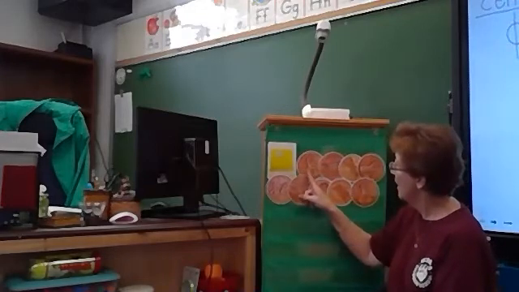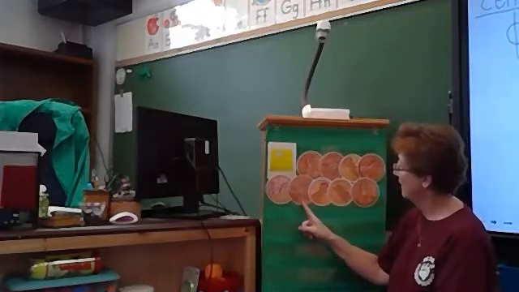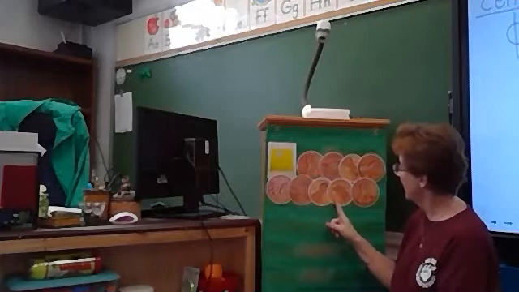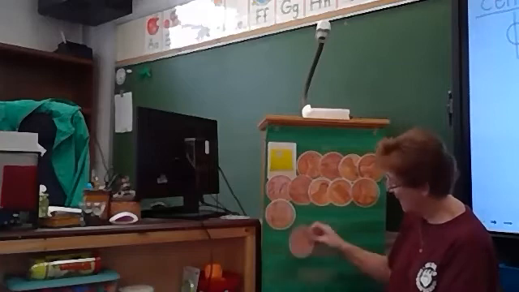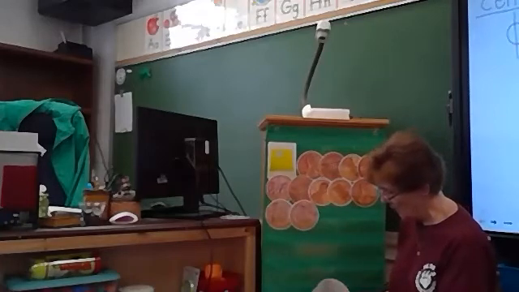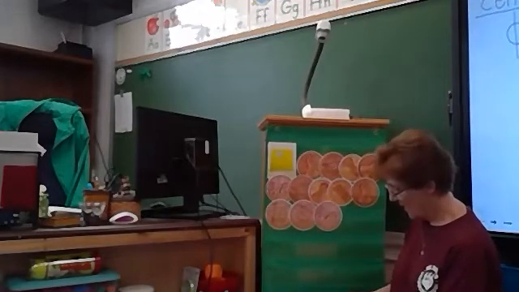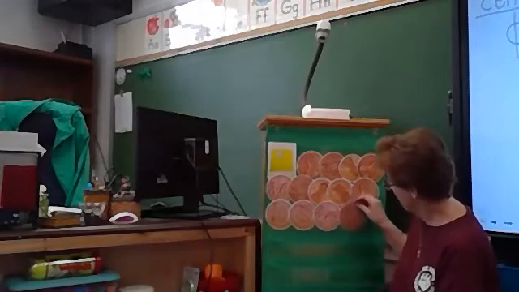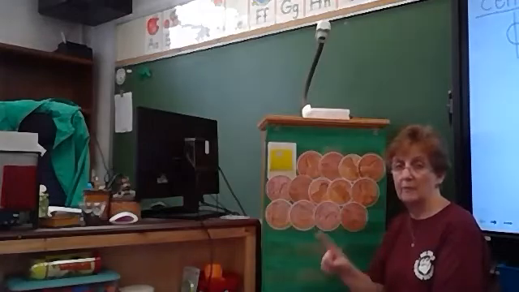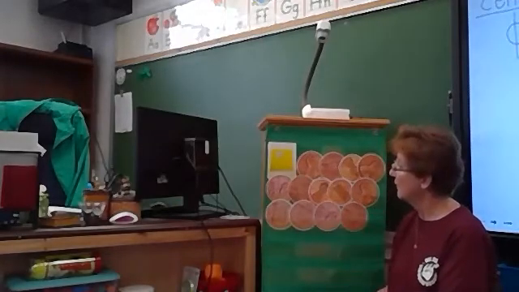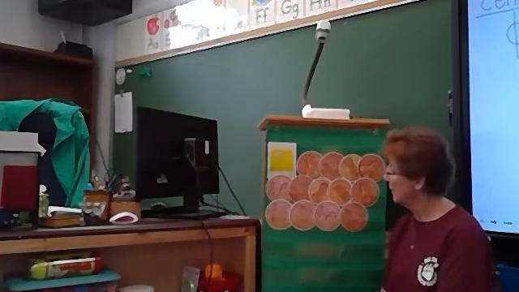Count with me. 1 cent, 2 cent, 3 cent, 4 cent, 5 cent, 6 cent, 7 cent, 8 cent, 9 cent. Well, we don't have enough yet. 10 cent, 11 cent. Oh, I hope I have some more. There I go. 12 cents. 13 cents. So if I have 13 pennies and each penny is 1 cent, I have 13 cents. And that is certainly one way to show 13 cents with 13 pennies.